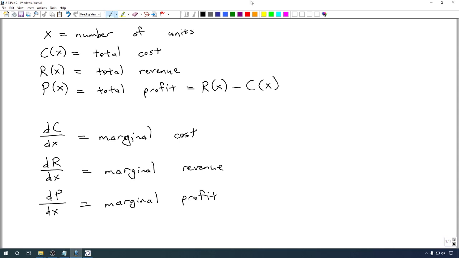What these marginals do is they indicate how much our function changes if we change x. Basically, you can think of it as if we produce or sell one more unit, then our cost should change by the marginal cost, our revenue should change by the marginal revenue, and the total profit should change by the marginal profit. This will make more sense if we go through an example.